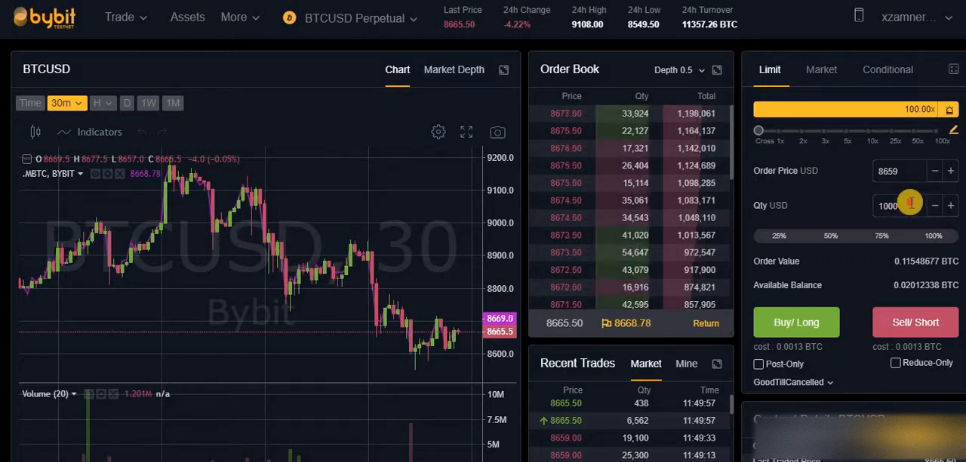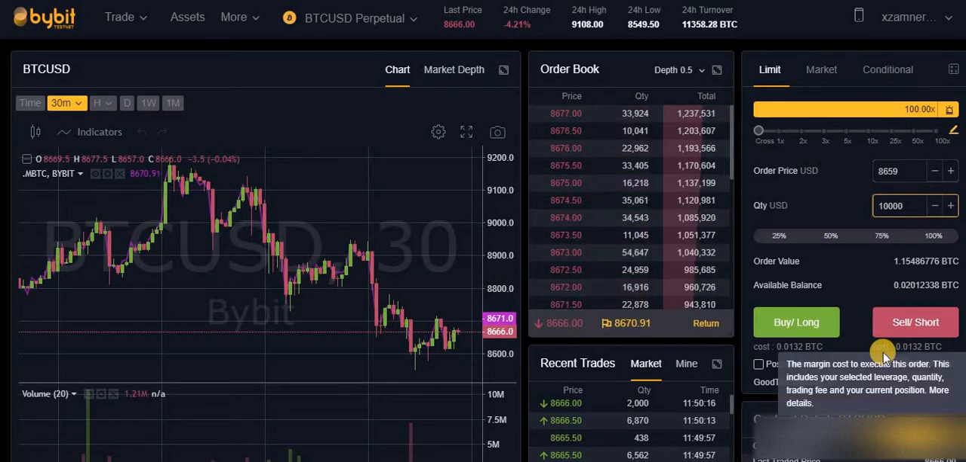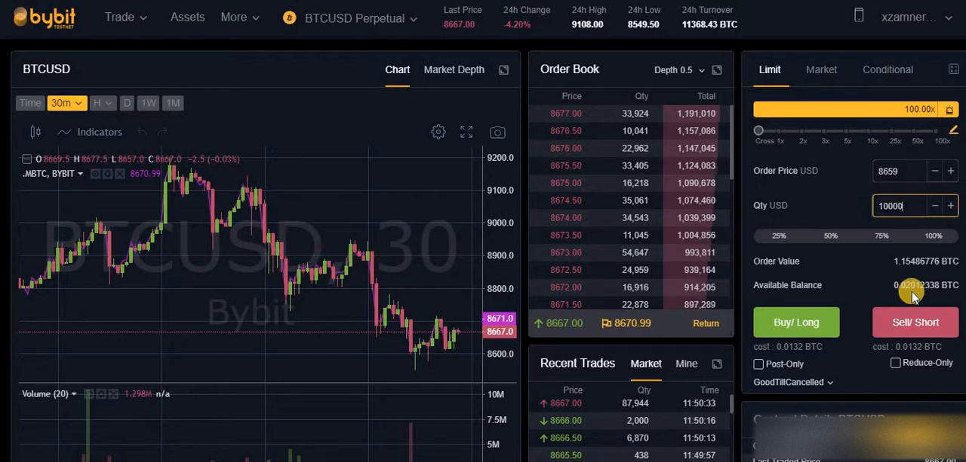Now see, I'm about to execute 10,000 contracts. As you can see, my order value is 1.15 BTC. My available balance is 0.02. Since I'm using leverage trading, you can see that the cost of this trade will be 0.0132 BTC. As you can see, I just have this 0.02 and I want to order a value of 1.15 BTC. Using leverage trading, your cost price reduces due to your increase in leverage. Your order value is the actual price it will cost you.